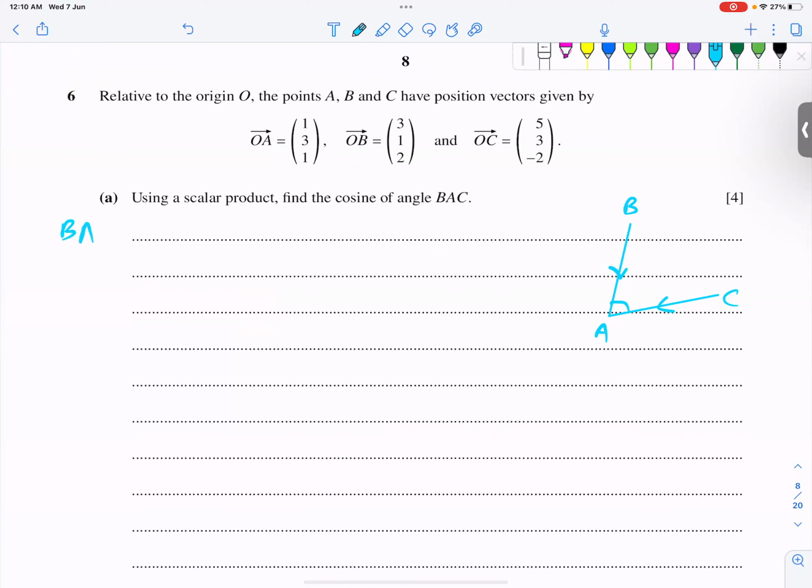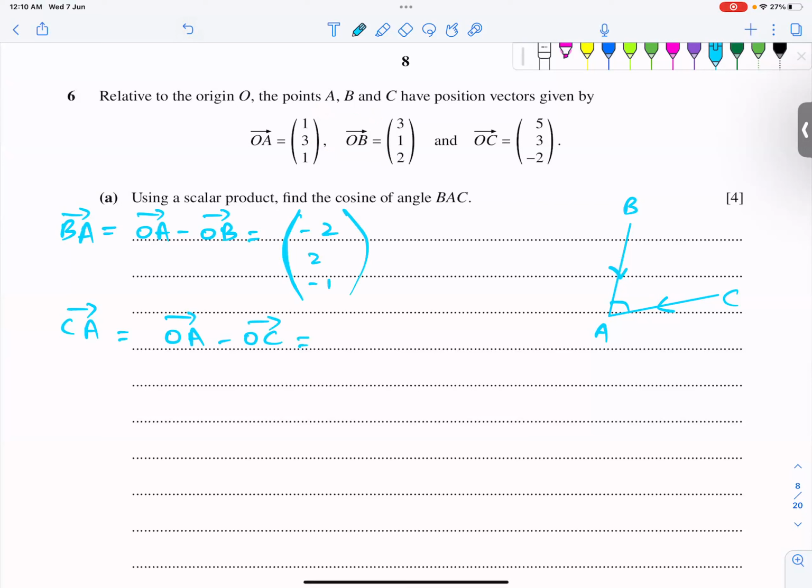So BA will be OA minus OB. So OA minus OB: 1 minus 3 is minus 2, 3 minus 1 is 2, and 1 minus 2 is minus 1. This is BA. And then CA will be OA minus OC. So OA minus OC will be minus 4, 0, and 3.